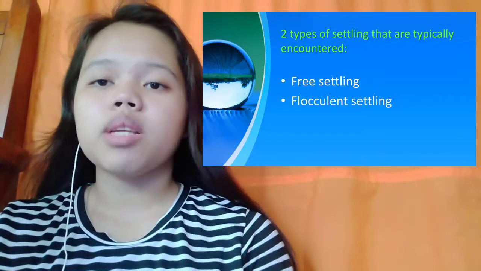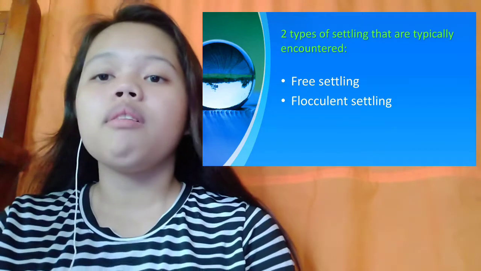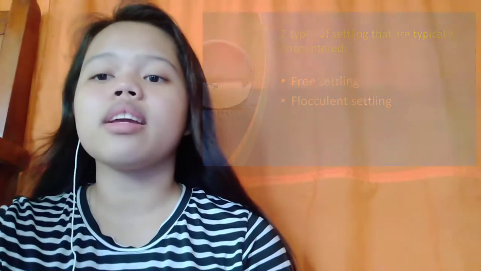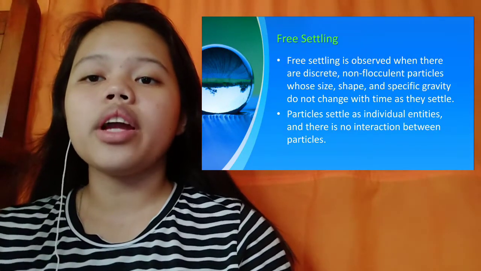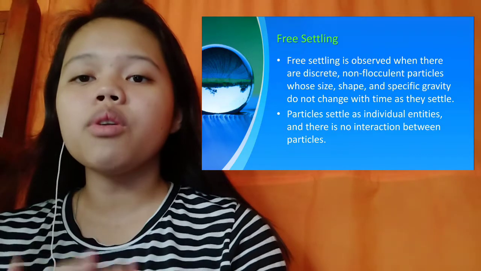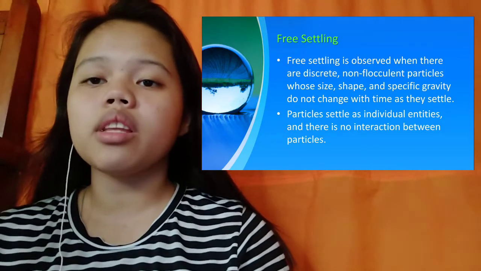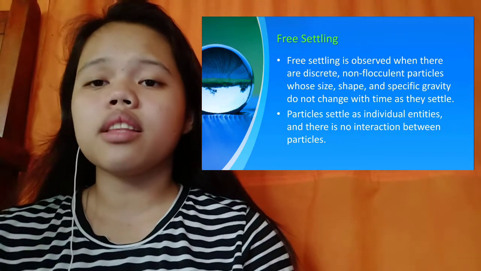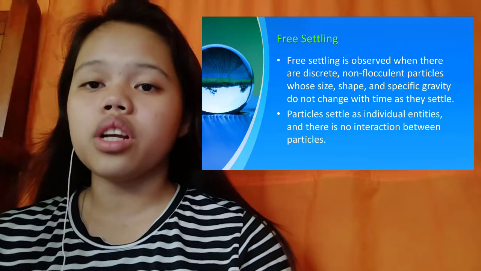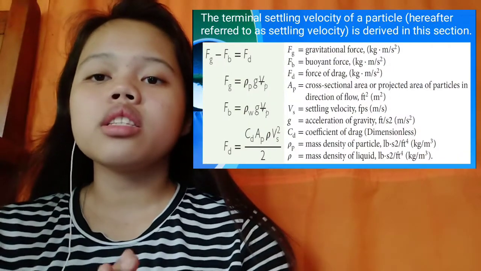There are two types of settling that are typically encountered: free settling and flocculent settling. Free settling is observed when there are discrete non-flocculent particles whose size, shape, and specific gravity do not change with time as they settle. Particles settle as individual entities and there is no interaction between particles. Terminal settling velocity of a particle is derived in this section.